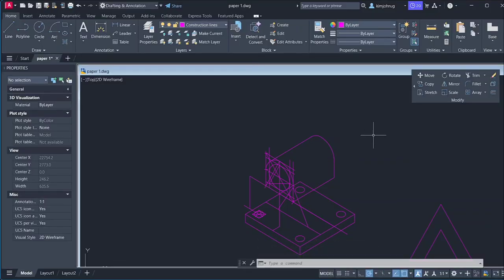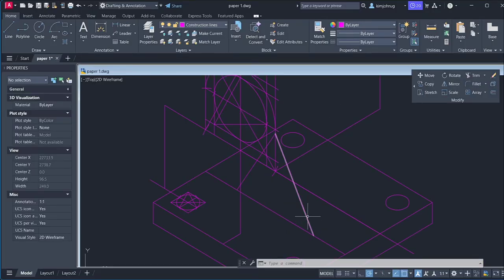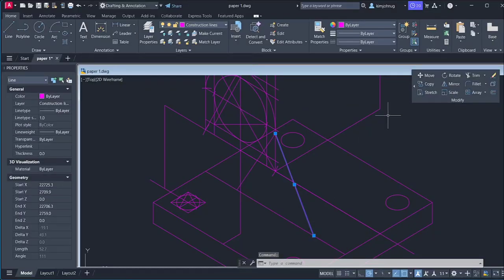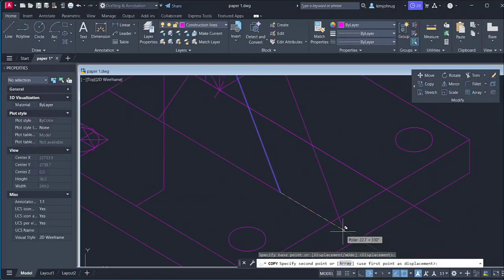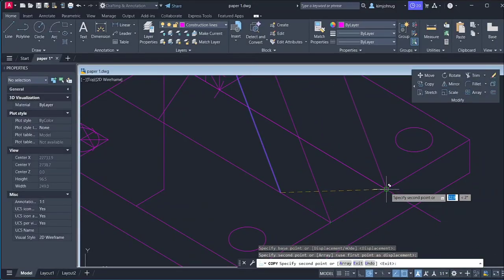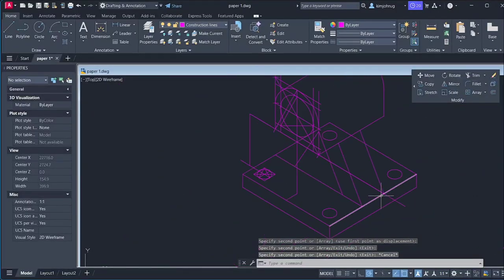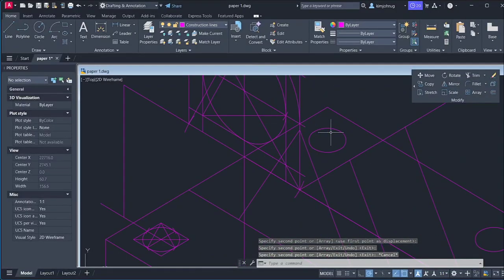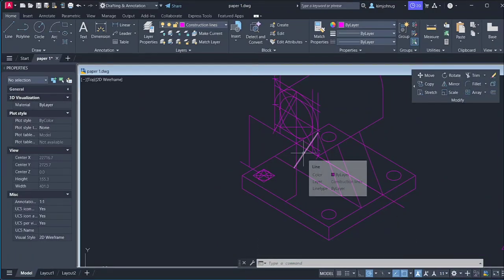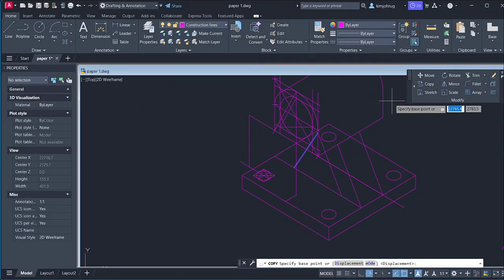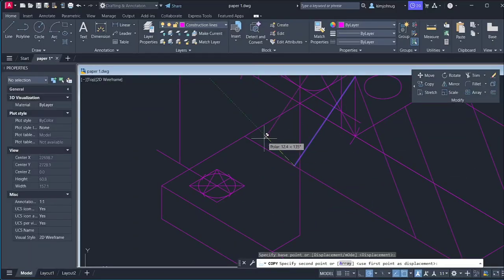Okay, so it's missing. This line has to be parallel. Copy. This should be here. This should be here. Right. Then also this line. Copy. Just to be this.